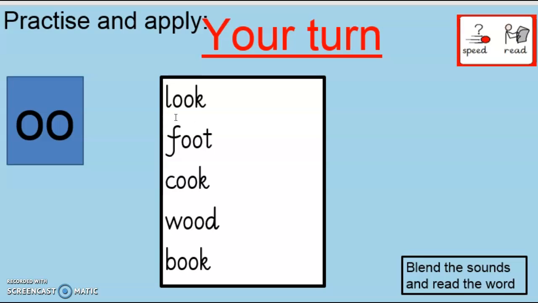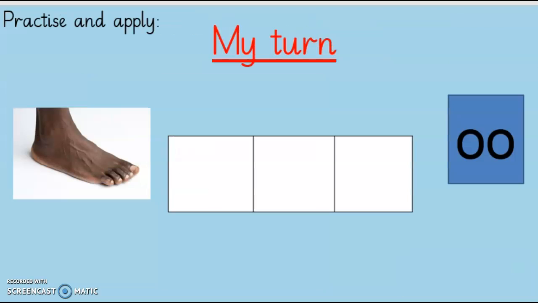L, oo, k. Look. F, oo, t. Foot. C, oo, k. Cook. W, oo, d. Wood. B, oo, k. Book. What do you notice about the sound in each of those words? Have a go at reading them now.